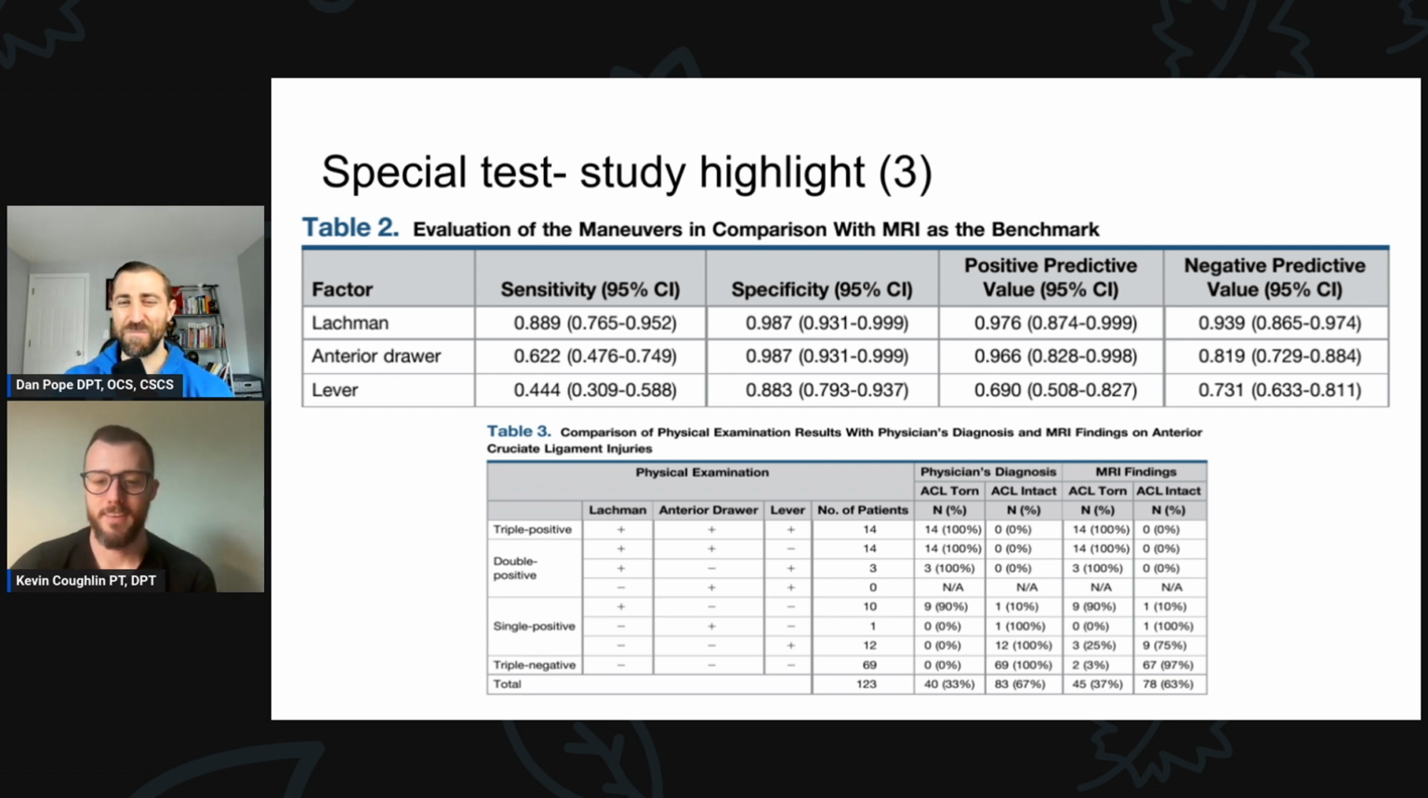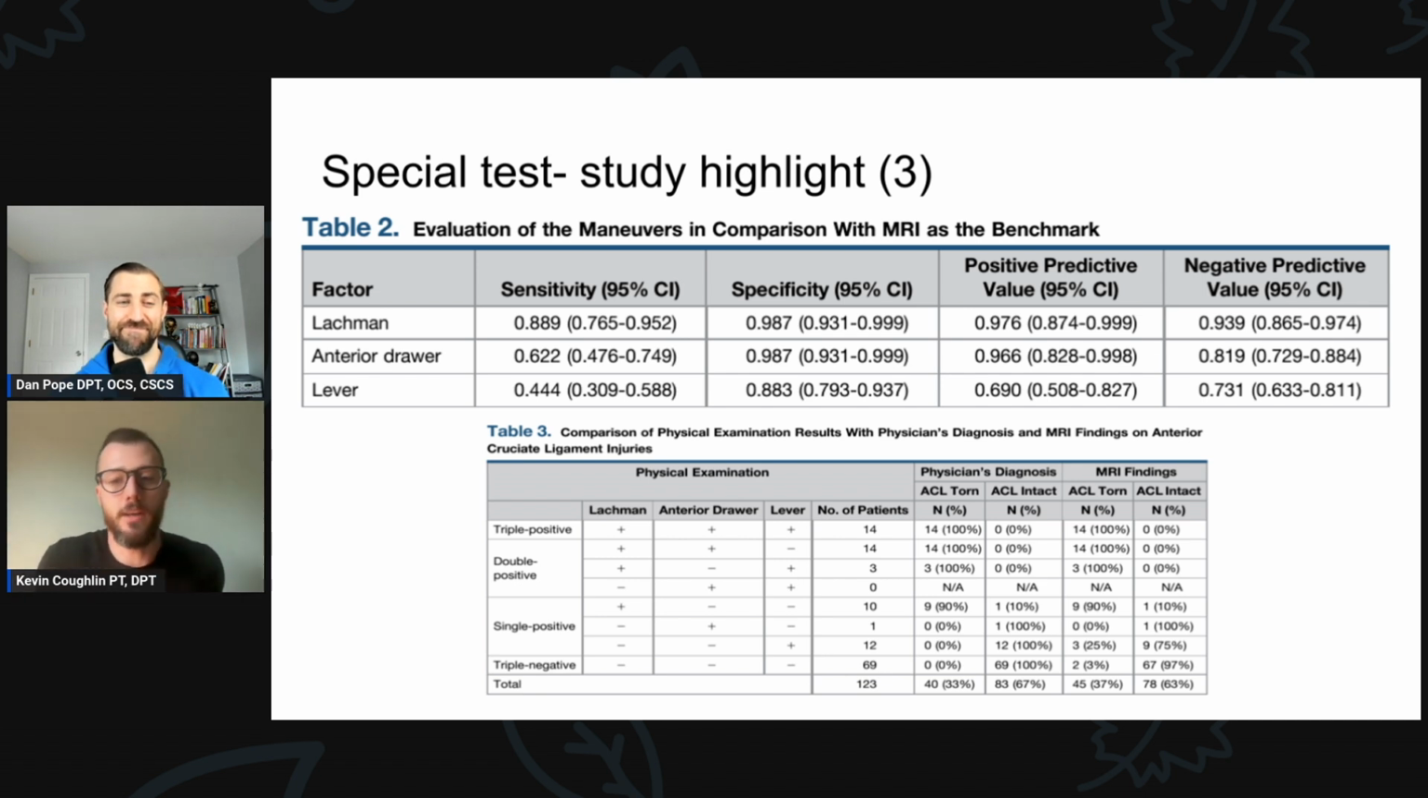Yeah. Well, one thing I'll say quick, I did skip this part, but to your point about sensitivity and if we cluster them, in this study, 69 patients tested negative with the Lachman, anterior drawer and lever, so negative for all 3. All 69 were diagnosed by the physician as having an intact ACL, so they thought they didn't have a tear. And there were only 2 that ended up having a tear. So they were right 97% of the time. There were 2 that did have a tear. So it is important to keep in mind that it isn't perfect, but it is pretty good.